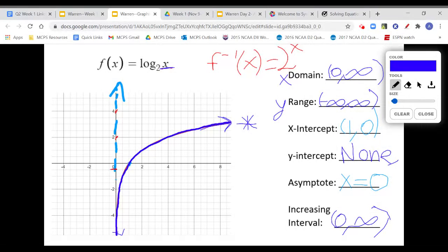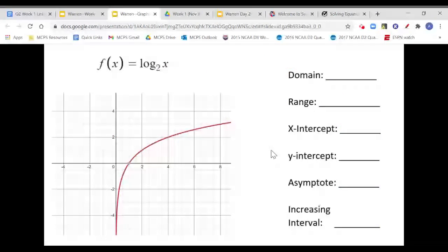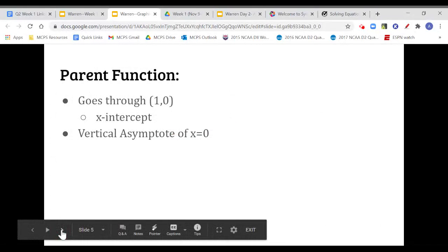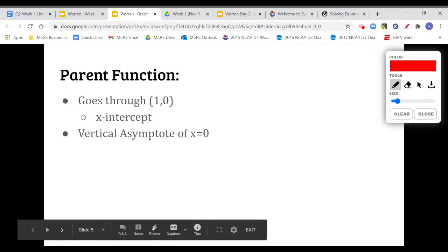Okay. So with that being said, we are going to move on from the parent function and apply what we learned there to some transformations of log functions. But first, I want to point out that the parent function, once again, I already said this, will always go through the point 1, 0, and it will always have a vertical asymptote of x equals 0. That means if you were asked to graph the parent function of any of these, you can start by plotting that point and plotting that asymptote.